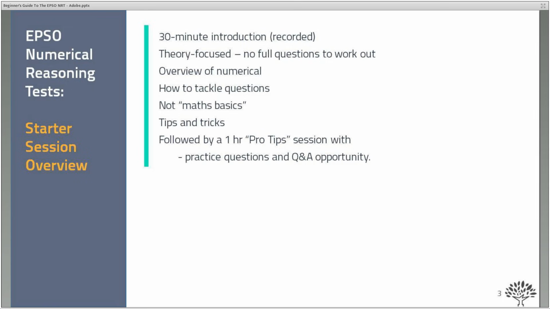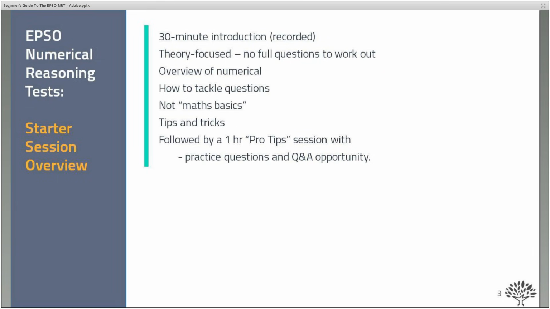The overall aim of the EU training sessions is to help you perform to your absolute best when you take the various reasoning tests that EPSO require you to take. So tonight's focus is going to be on numerical reasoning.